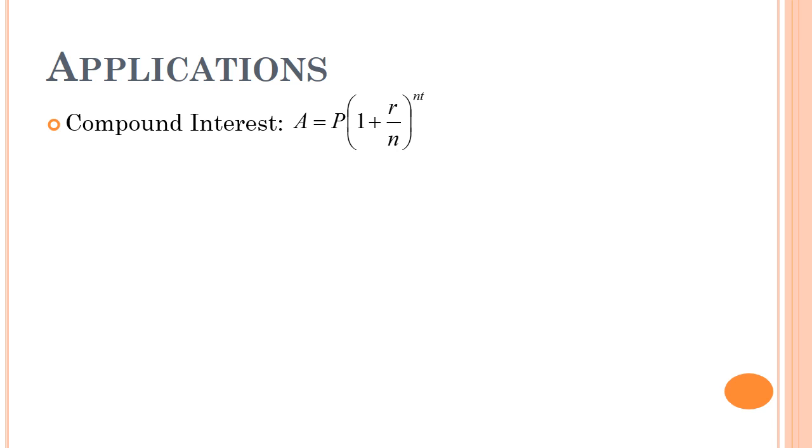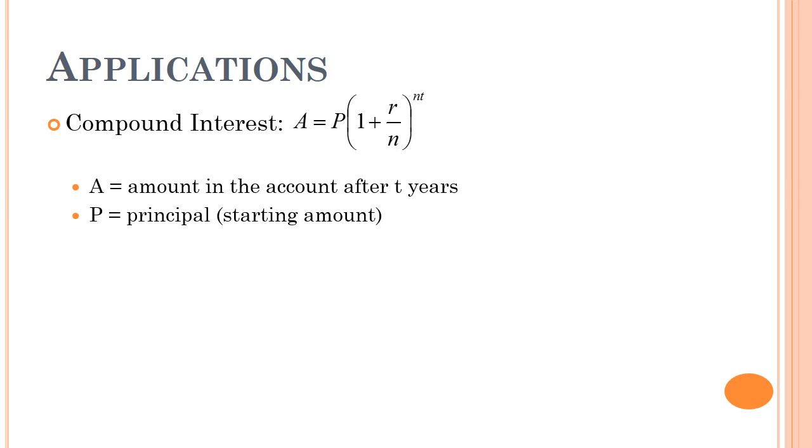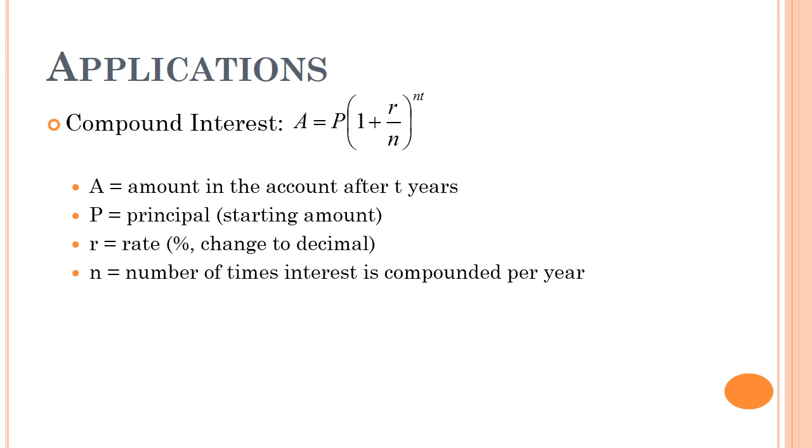We have a compound interest formula, which I will give you. You just need to know how to use them. So A equals P times (1 plus R over N) to the NT, where A is the amount in the account after a number of years. P is the principal, which is the starting amount. R is given as a percent, which you need to change to decimal, and that is the rate of interest. N is the number of times the interest is compounded per year, and T is the number of years.